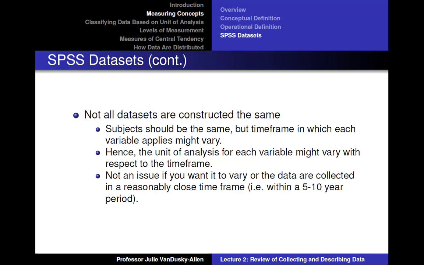For example, it is possible that while the type of subjects in a dataset should remain constant, the time in which data are collected for the subjects might vary. For example, if we were to collect data on countries for GDP per capita and the unemployment rate, we might not be able to collect the data for both variables for the same exact year. While the subjects of the unit of analysis should be constant in the dataset, the time frame may not be, which means that the unit of analysis for each variable in the dataset might not be exactly the same. This is not an issue if you do not want the time frames to be the same or if the data are from within a reasonable time frame, such as within 5 to 10 years of each other.